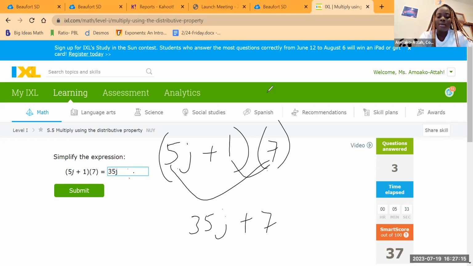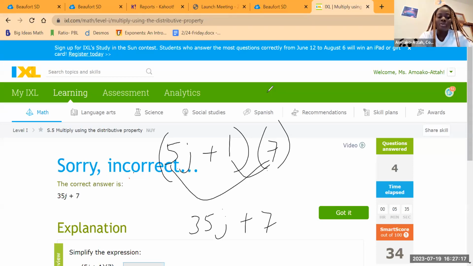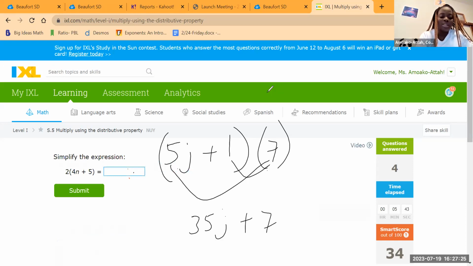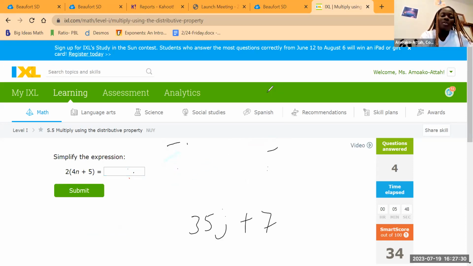35J plus, I just pressed on the enter key. Sorry, guys. Pardon me. I pressed the shift and the equal sign to get a plus sign. So sorry. All right. No worry.